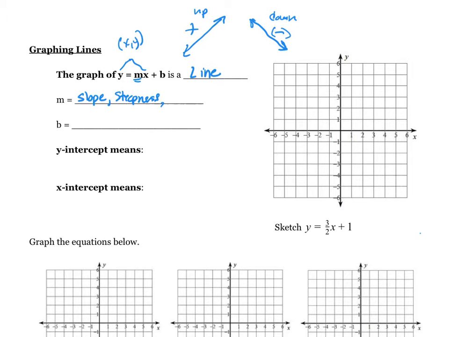Slope is best thought of as a fraction, and the fraction is the change in y over the change in x. That triangle, in algebra, is called delta, and it means change. So it's the change in y over the change in x.